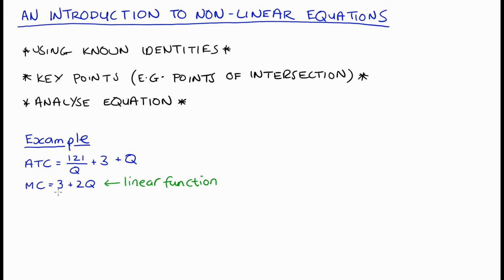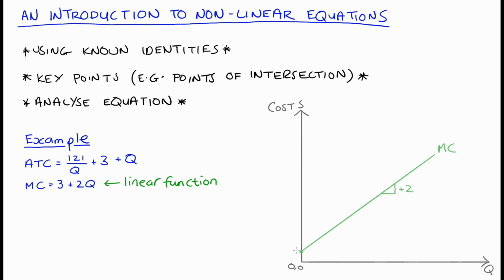In fact, if we have costs on the vertical axis and quantity on the horizontal axis, our curve here will be upward sloping with a constant slope of 2, and the cost axis intercept will be equal to 3. So this is just an application of the slope-intercept form of the equation of the line that I spoke about in one of the earlier videos. Average total cost, however, is definitely nonlinear. I can tell straight away because we have Q on the denominator. So that first term, 121 over Q, Q is on the denominator, and that points to nonlinearity.